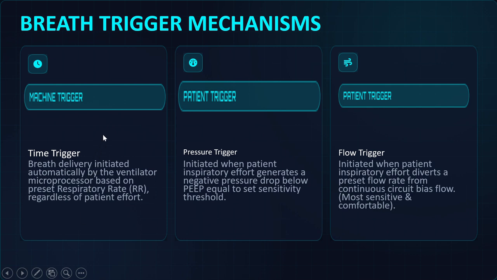Breath trigger mechanism. There is machine trigger and two patient triggers. Machine trigger is the time trigger: breath delivery initiated automatically by the ventilator microprocessor based on the preset respiratory rate. Patient trigger, there is pressure trigger or flow trigger. Pressure trigger initiates when the patient's inspiratory effort generates a negative pressure drop below the PEEP. Flow trigger initiates when the patient's inspiratory effort diverts a preset flow rate from the continuous circuit bias flow, most sensitive and comfortable.